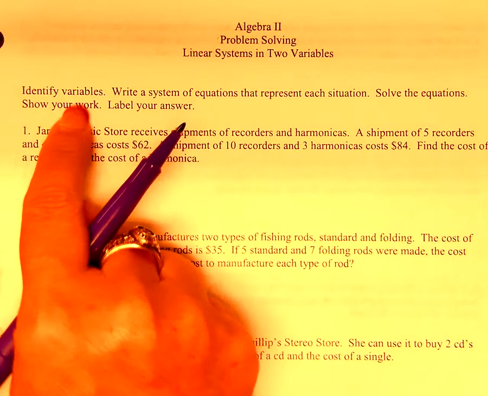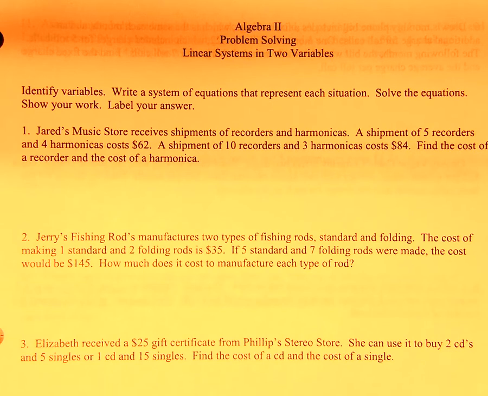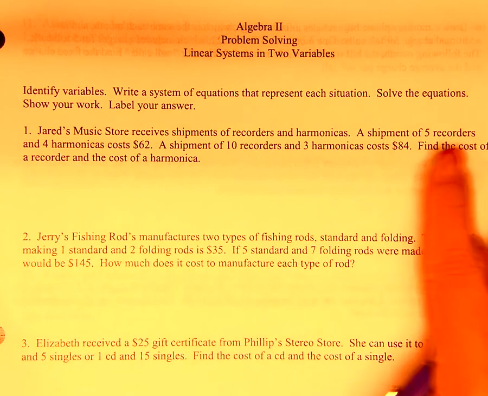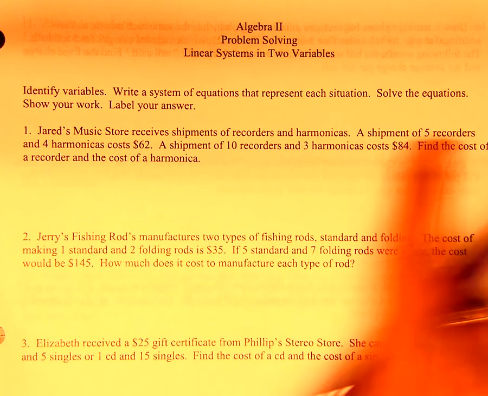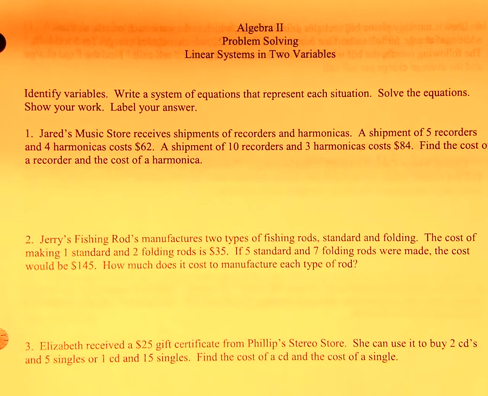So the first thing we have to do is identify variables. Now, sometimes people struggle with identifying variables, okay? And for me, the best way to tell you about how to figure out which is your variables is to look at the last question or statement. So the last sentence of the problem, go there, okay? If you'll go there, that will tell you what your variables should be. So if we go to this question, it says find the cost of a recorder and the cost of a harmonica. Okay? So what do you think our variables should be?